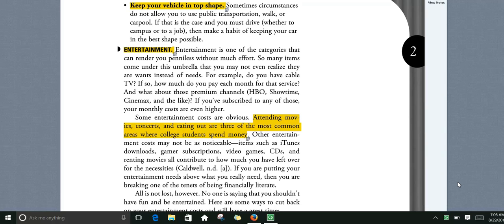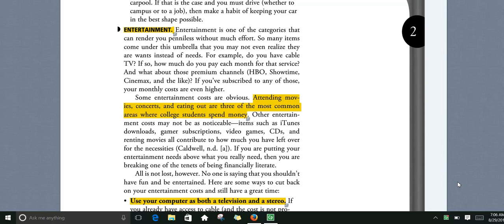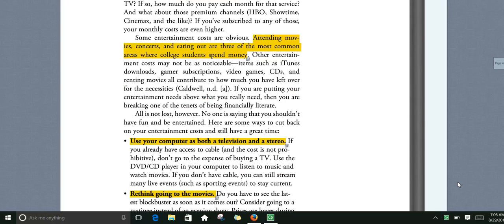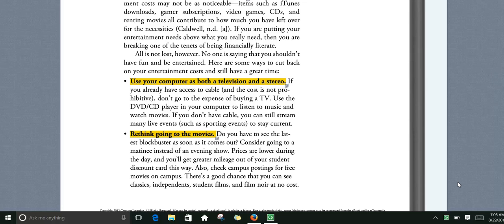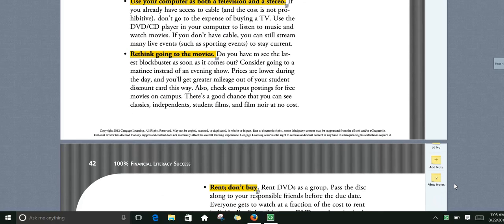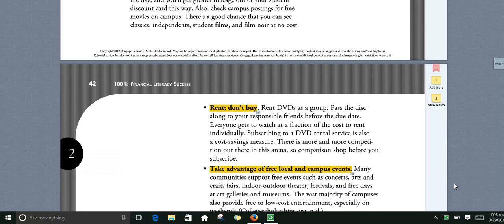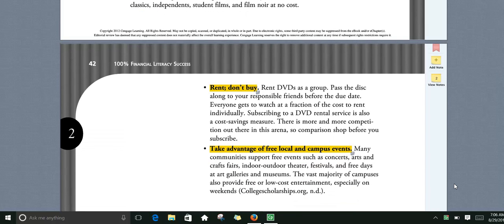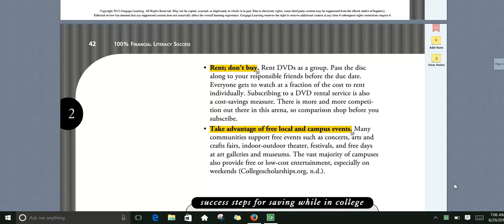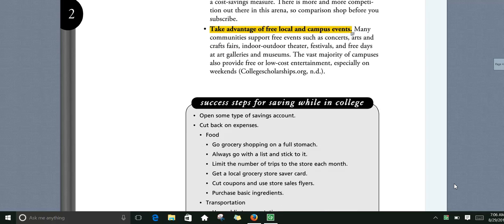For entertainment, three of the most common places where college students spend are movies, concerts, and eating out. And they make some suggestions about using your computer as both a television and a stereo, which I think most students do today already. Rethink going to the movies. Rent, don't buy. I'm not sure that one still qualifies. And take advantage of free local and campus events.